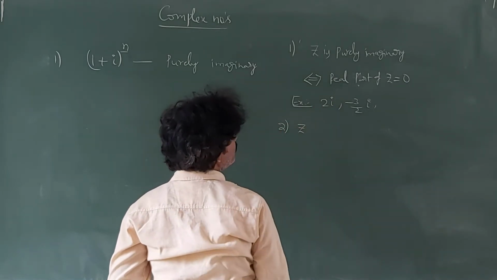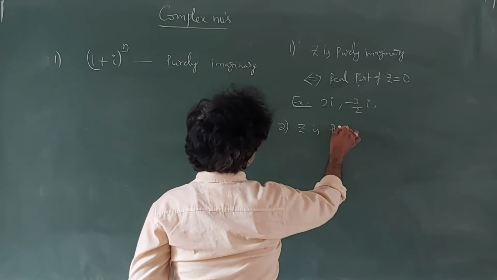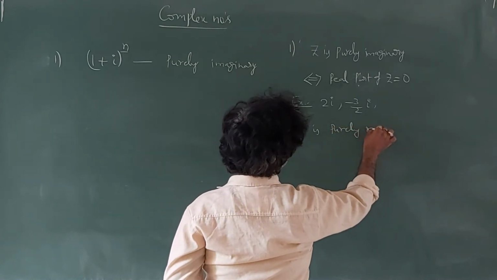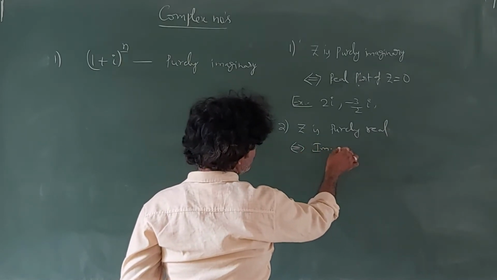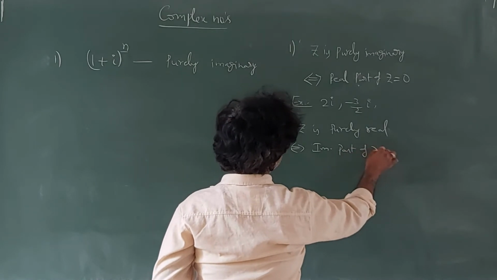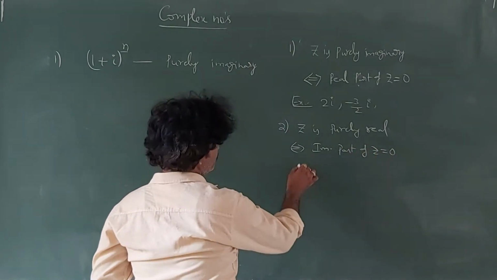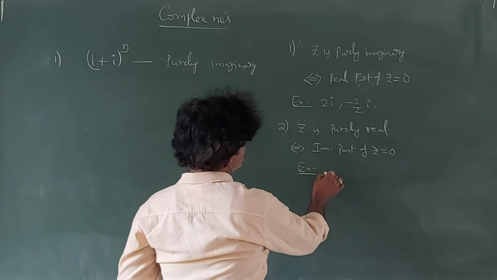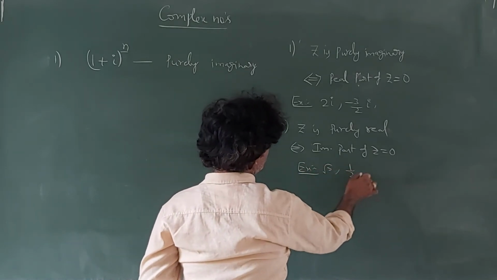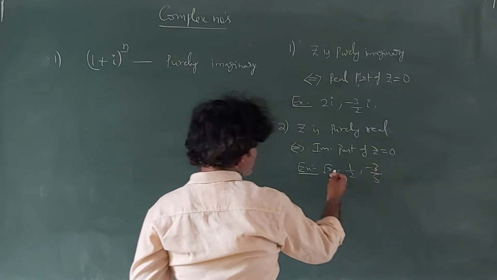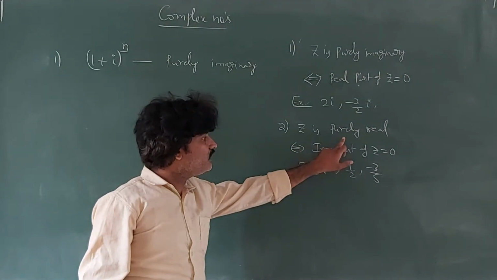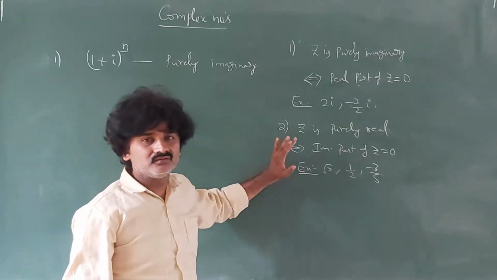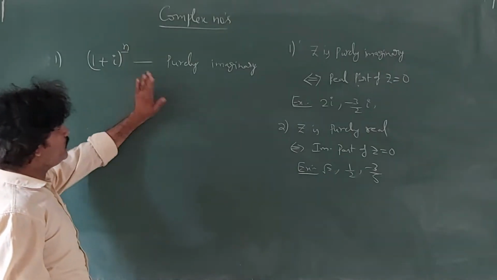Next, suppose z is purely real. Purely real means its imaginary part is 0. These are nothing but pure real numbers, simply root 2, or 1 by 2, minus 3 by 4. There is no imaginary number; only real numbers. These are also complex numbers whose imaginary part is 0. Now come back to our question.